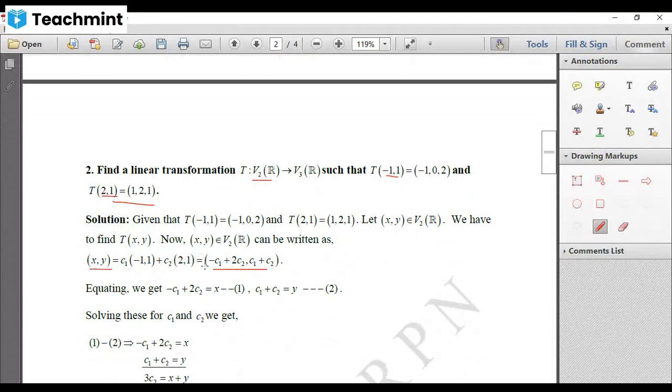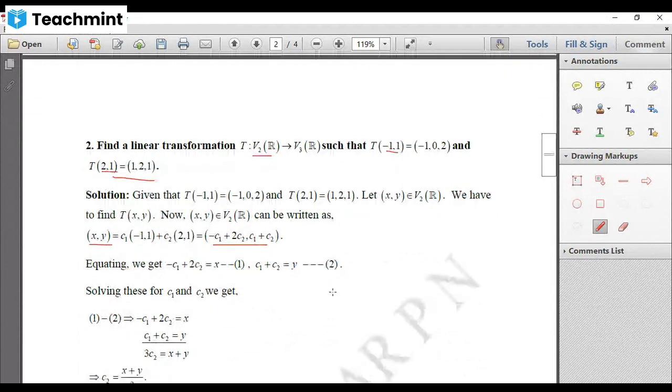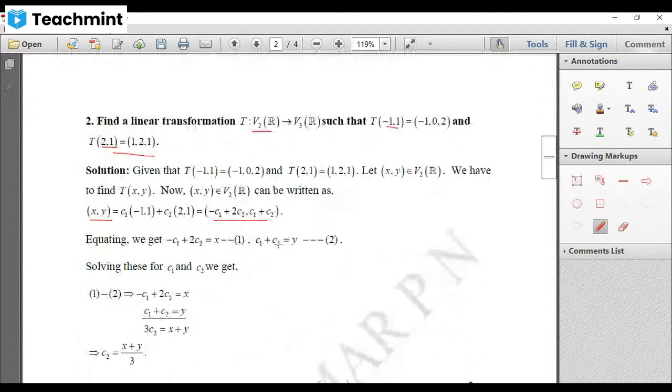When will you say two ordered pairs are equal? Yes, corresponding coordinates should be equal. So minus C1 plus 2C2 will be equal to X. Call that equation 1. Then C1 plus C2 should be equal to Y. Call that equation 2. Now you have to solve these two equations and get the values of C1 and C2. They are the unknowns.